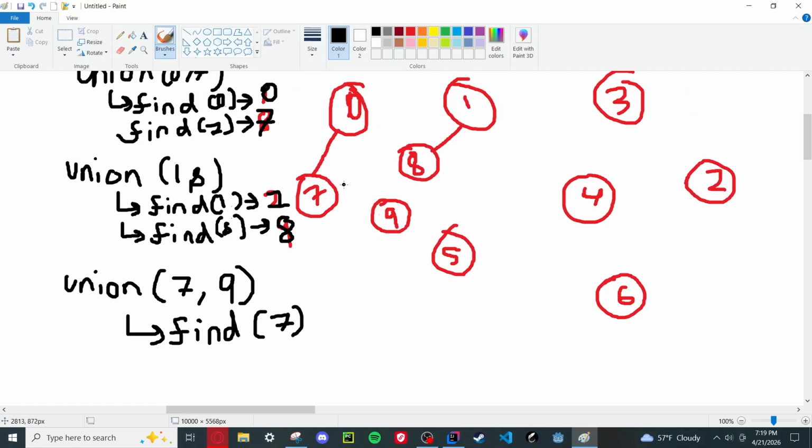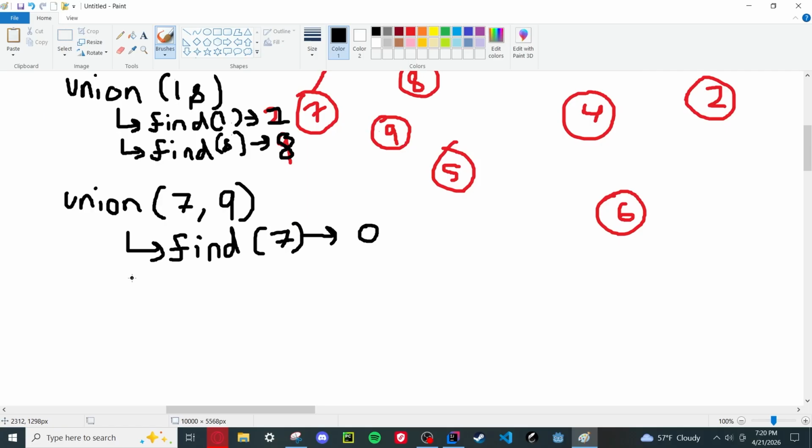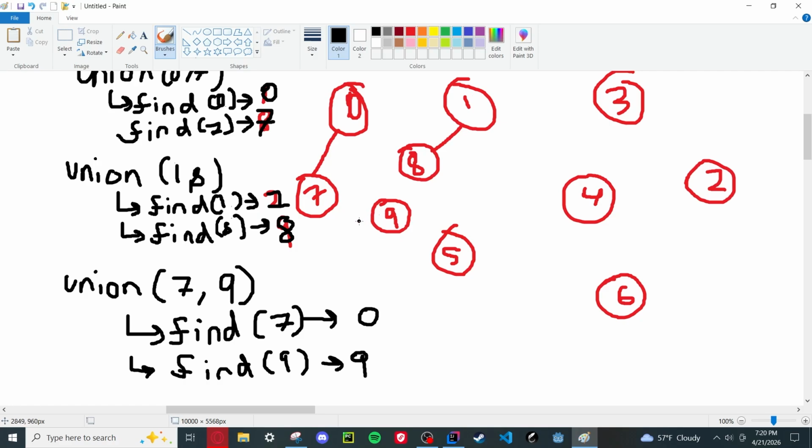Which is what? The index of 7 is 0, right? The parent of 7 is what? 0. So we're going to connect to 0. That's what find does, it gives you the parent. And then find of 9: 9's all by itself, right? So 9's parent is just itself, 9. Are these different? Yes. So we're going to assign 9 to be the child of 0.